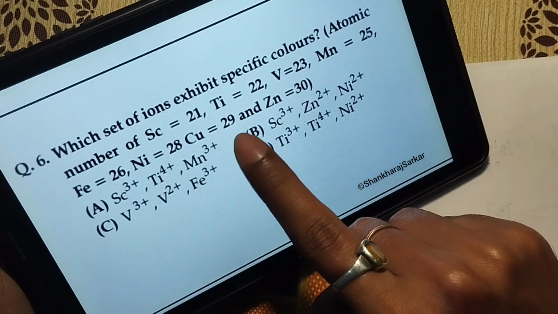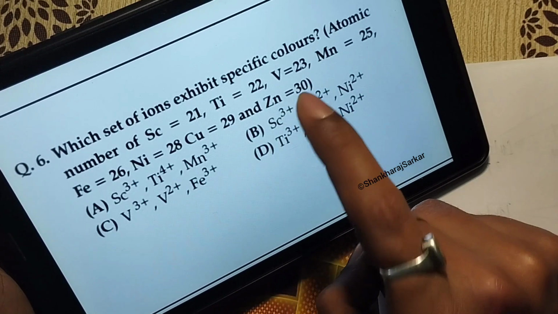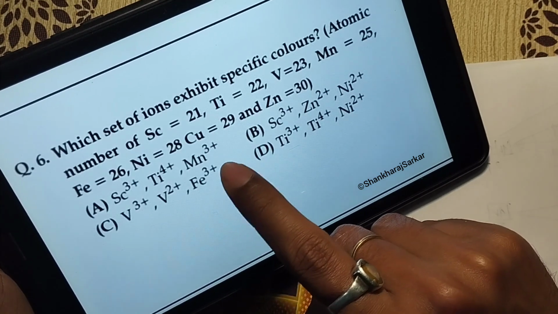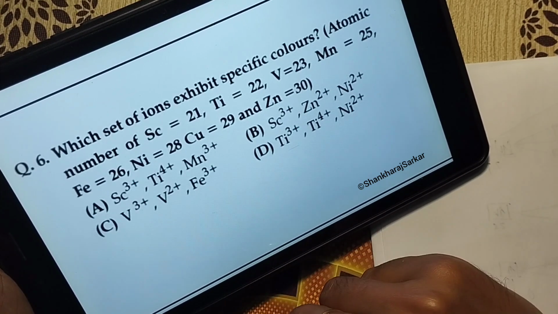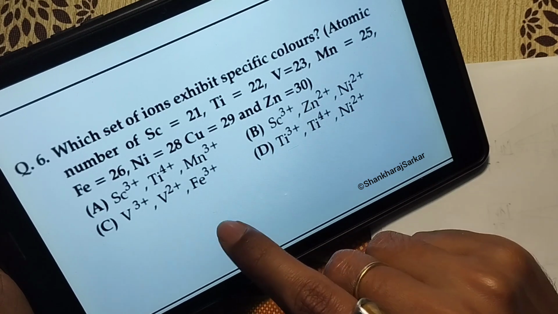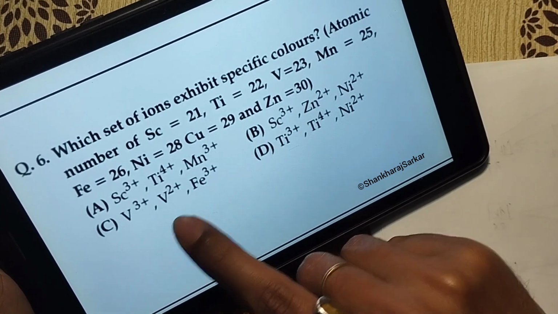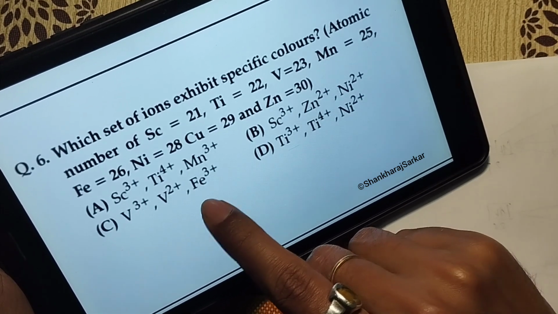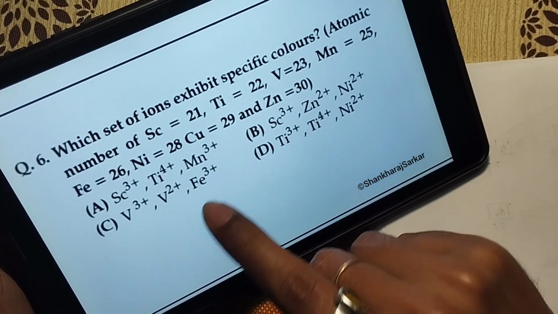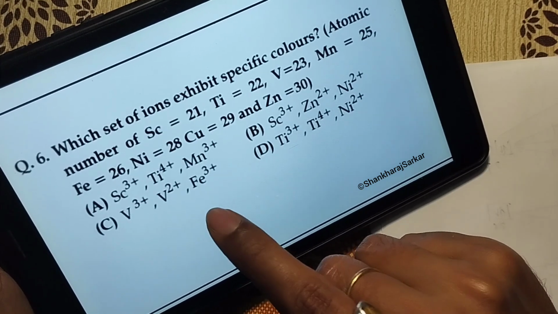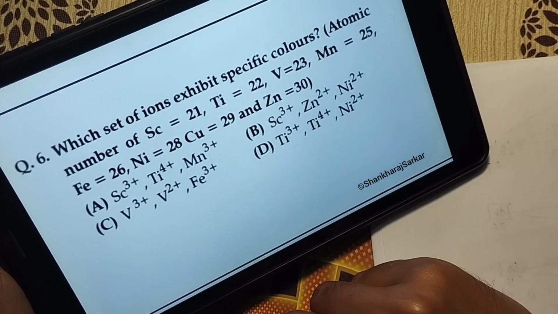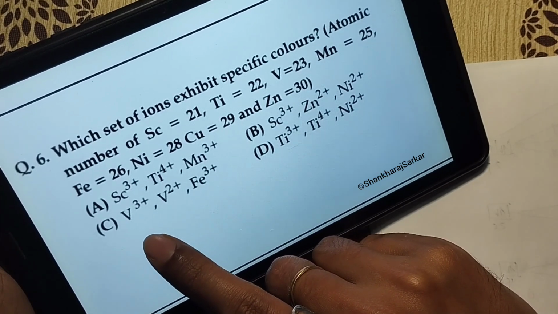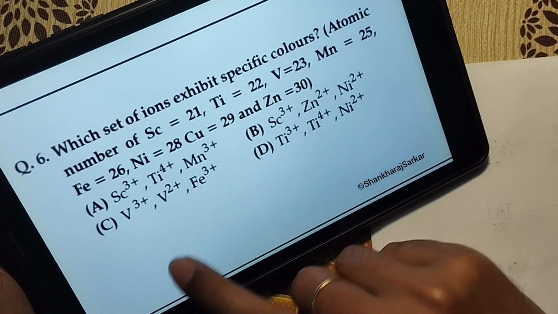Next, which set of ions exhibit specific colors? In order to show colors, the element should contain unpaired electrons. If you write the electronic configuration for the options that are given, you will get to know that option C, Ti3+, V2+, Fe3+, will have unpaired electrons. Clearly, in Fe3+ you will have 3d5 configuration, so you will have unpaired electrons. In V2+ also you will have unpaired electrons. In Ti3+ also you will have unpaired electrons. So option C is the correct option.